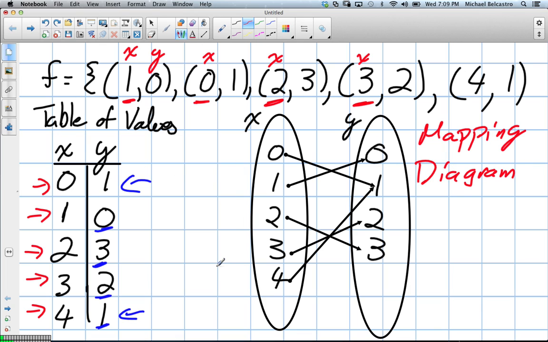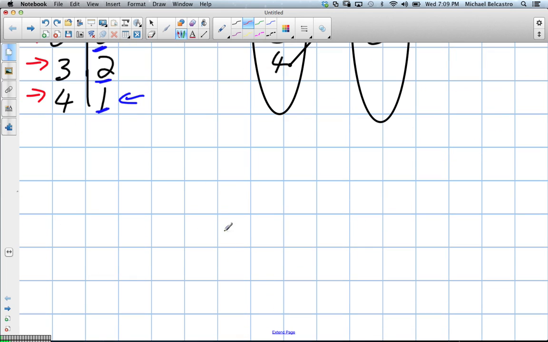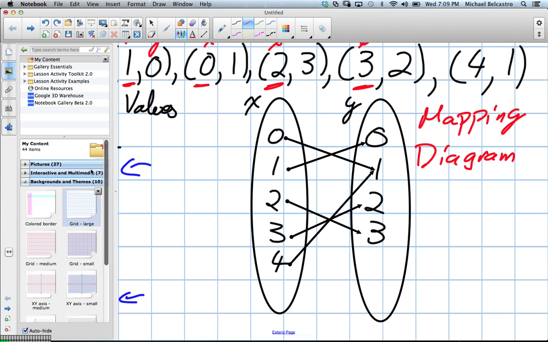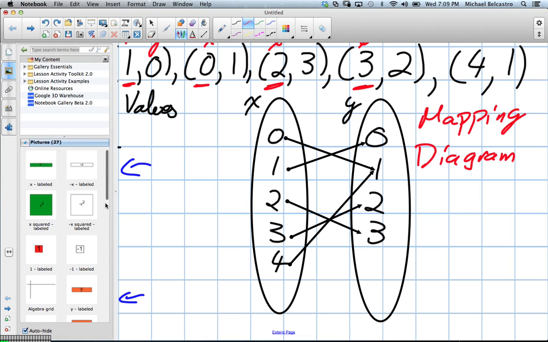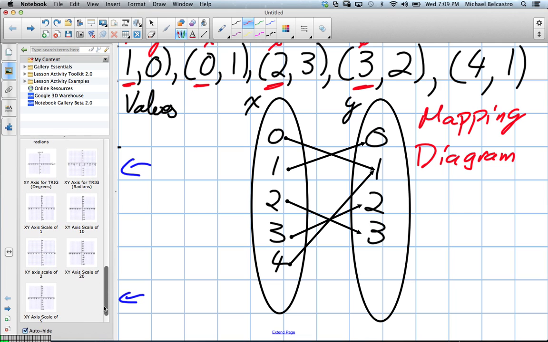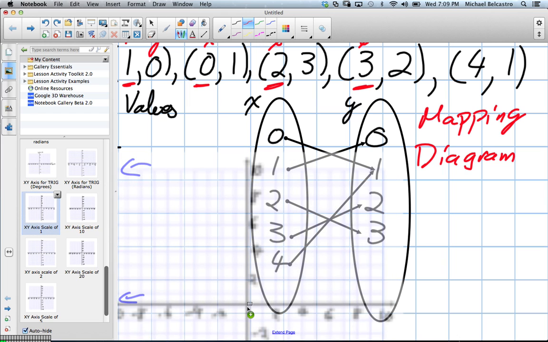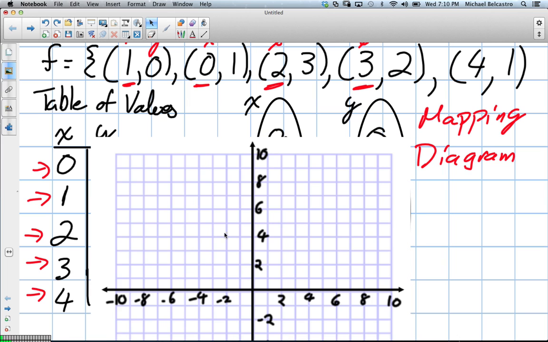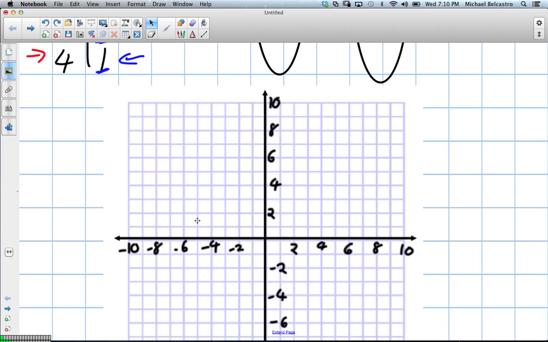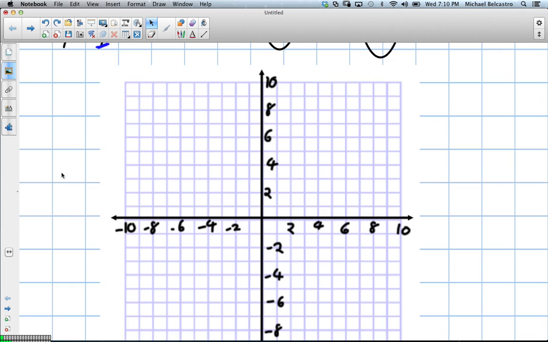Another way we can represent this is by graphing the function, since we already have the coordinates written there. So let's get a graph out here. Scale of 1, here we go. We'll scroll that down a bit. Okay, and let's write what these values are.